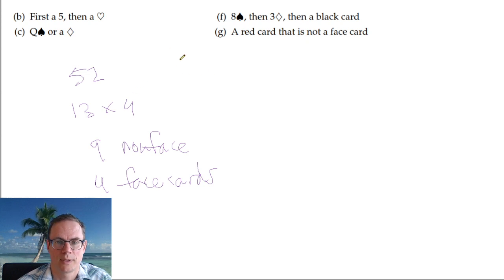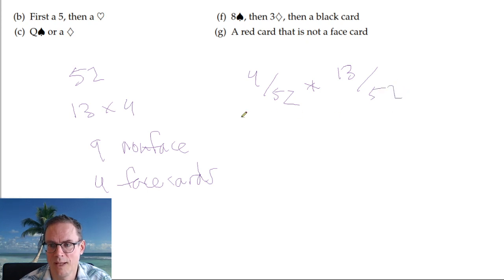All right, so what are the chances of first getting a 5? Well, there are 4 5s in 52 cards. And then I put the card back, and then I pick a heart. Well, there are 13 out of 52 hearts. So we have 2 independent events. We multiply them, and this is the likelihood of B.